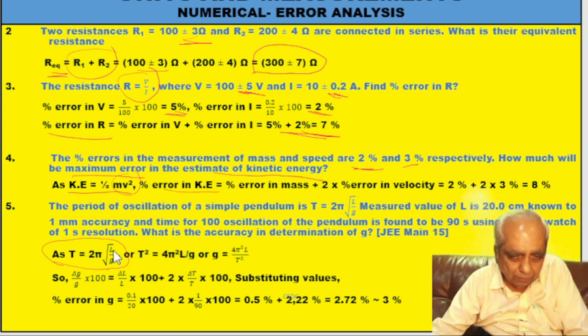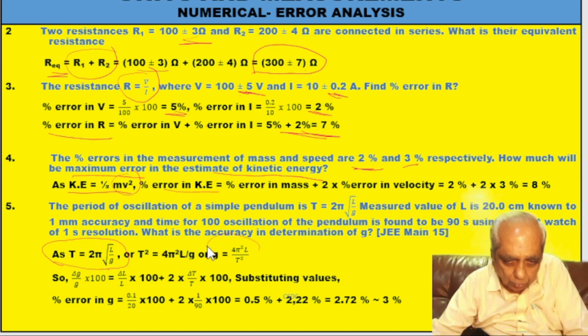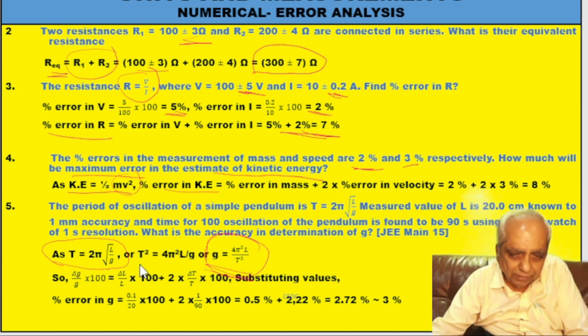So he is measuring T and L. There are 3 variables in this formula: T, L and G. So period we can measure, length of pendulum we can measure. So he is asking what is the accuracy in G. As I want accuracy in G, to make G the subject, you will get G is equal to 4 pi square L upon T square. This is algebra, so from algebra you will get this.